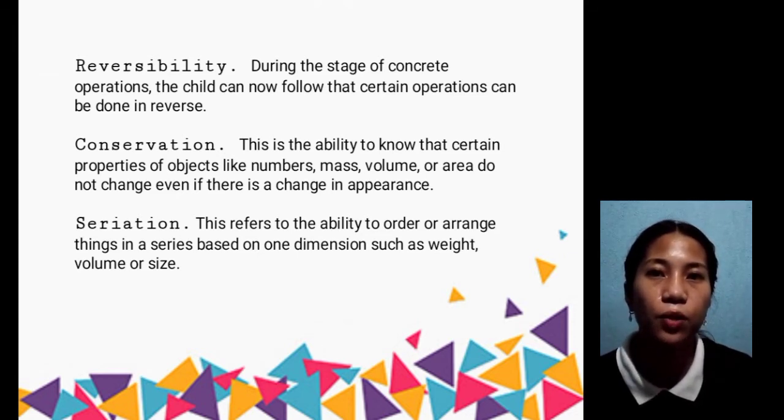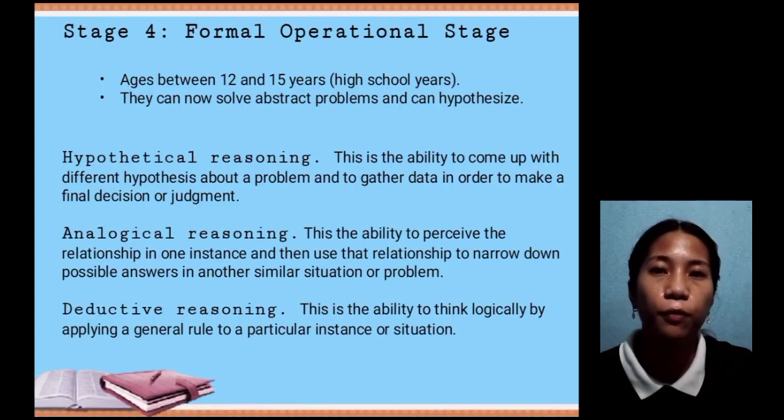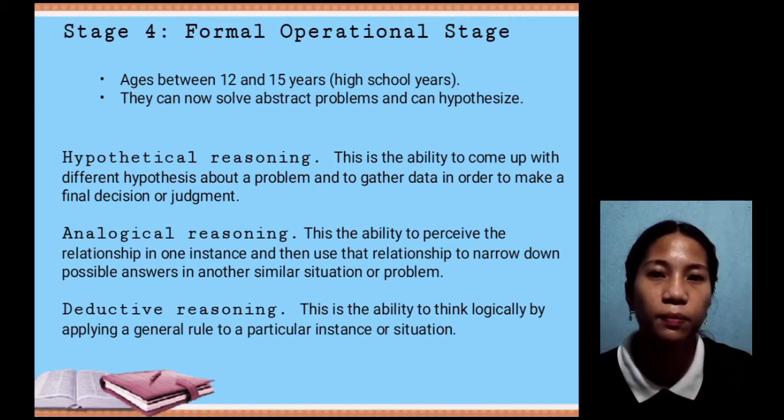Seriation. This refers to the ability to order or arrange things in a series based on one dimension, such as weight, volume, or size. Stage 4. Formal operational stage. In the final stage of formal operations, covering ages between 12 and 15 years old or high school years, thinking becomes more logical. They can now solve abstract problems and can hypothesize. This stage is characterized by the following.